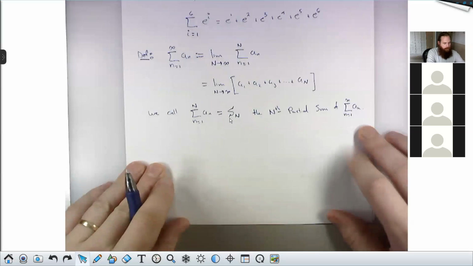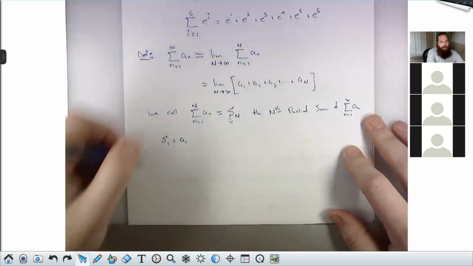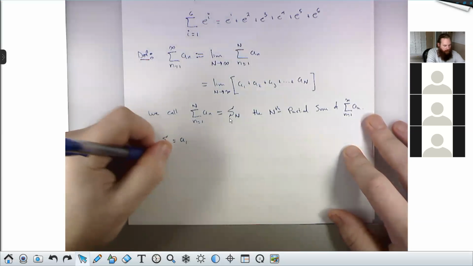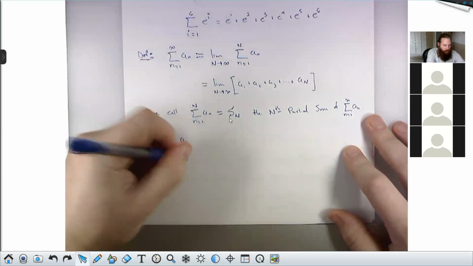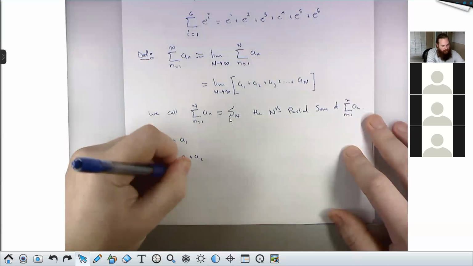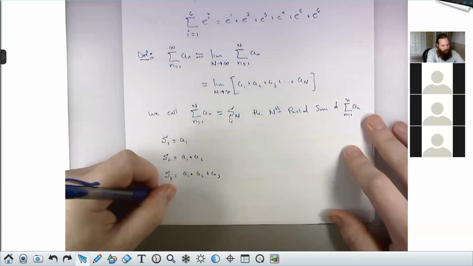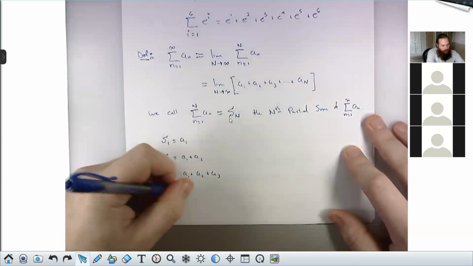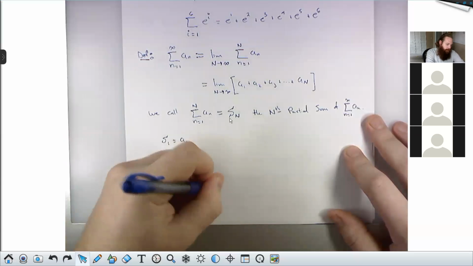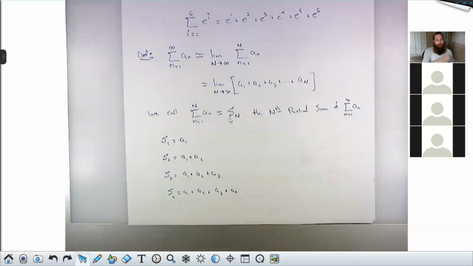So it's important that you wrap your head around the differences between the S's and the A's. S1 is A1. S2, though, is not A2, it's A1 plus A2. S3 is A1 plus A2 plus A3. S4 is A1 plus A2 plus A3 plus A4, and so on. So this is where I am going to stop us for today.